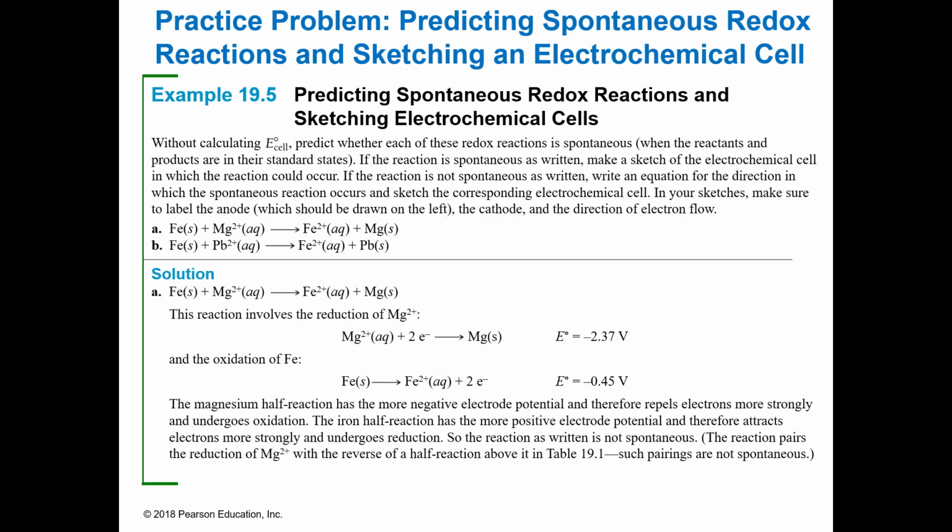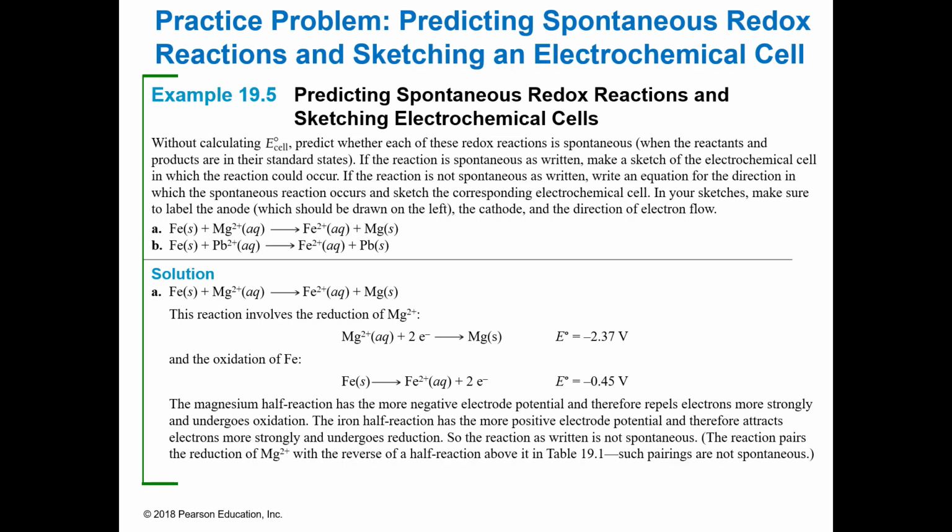Well, you look up the standard reduction potentials for iron and magnesium. Magnesium 2 positive being reduced has a standard cell potential of negative 2.37 volts. Well, that's not very good. It doesn't want to be reduced. And the iron, for it to be oxidized, would be a negative 0.45 volts. And that's what has to happen.